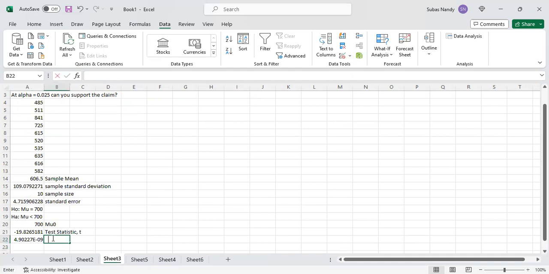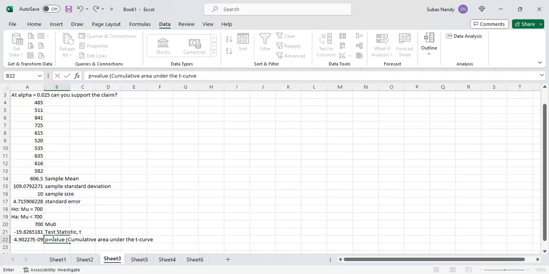So this is the p value, that is the cumulative area under the t curve to the left of minus 19.82.